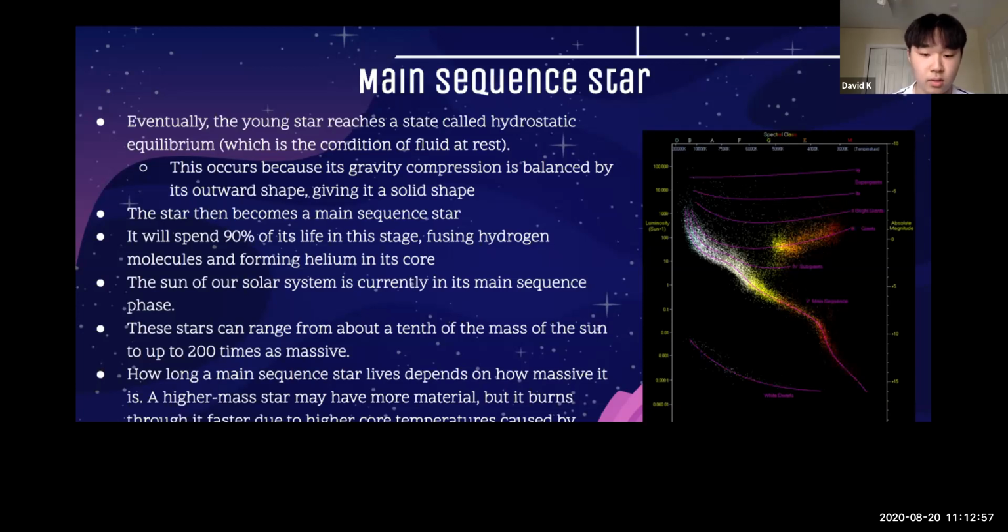Prisa went over this earlier as well, but the length of time a star stays in its main sequence stage depends on how big it is. A higher mass star has more material, so it burns through it faster due to a higher core temperature, which causes greater gravitational forces, and vice versa for the smaller mass stars.